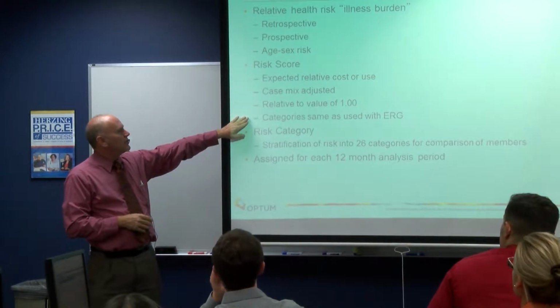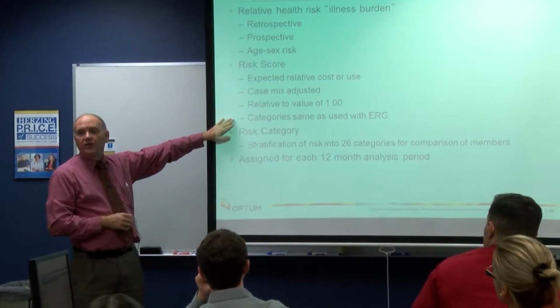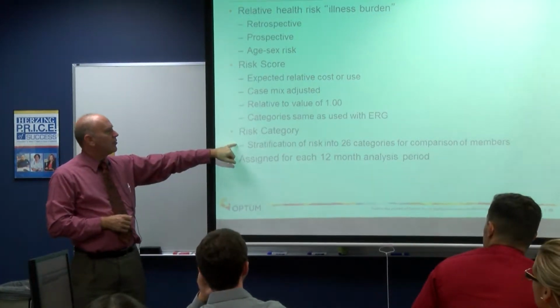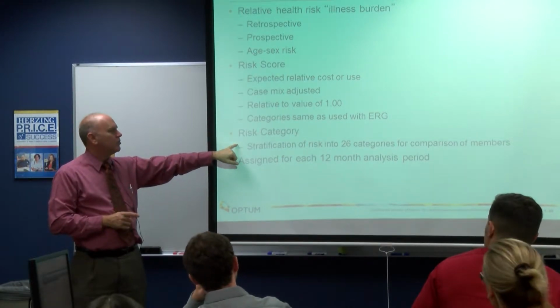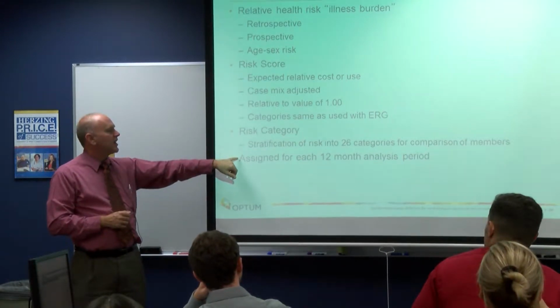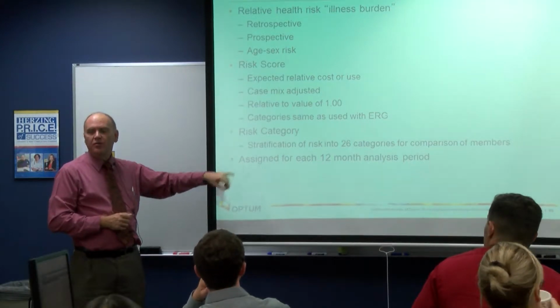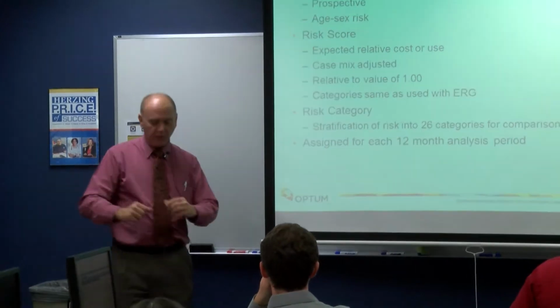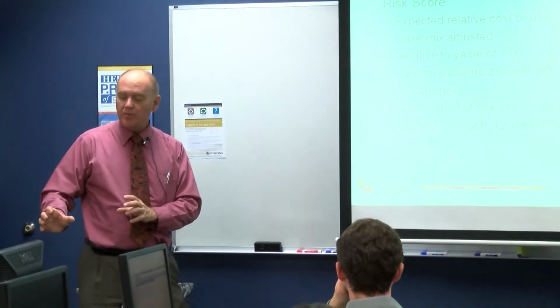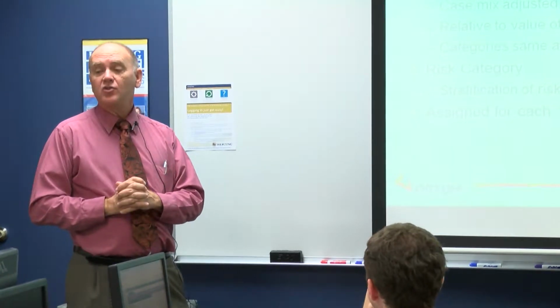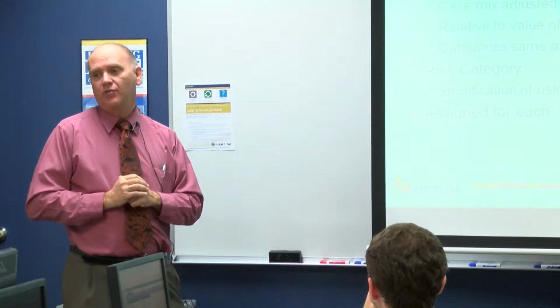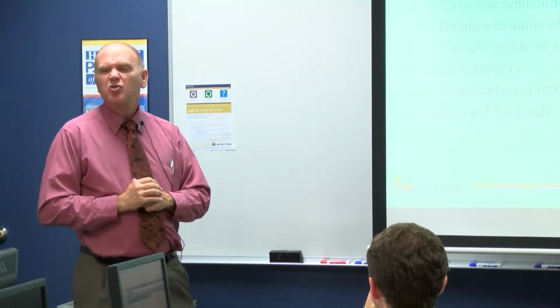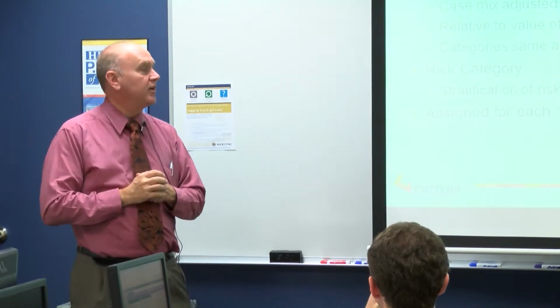We use categories as they're used within the Symmetry product of ERGs. We stratify the risk into 26 different categories, which we'll see in a second, and they're assigned for each 12-month period. So for example, you've got period 1, which is the first 12 months of your data, period 2, which is the second 12 months, and 3 months' worth of runout. We have risk assigned for each period. So you'll have a retrospective risk for period 1, a retrospective risk for period 2, and prospective risks. Many clients will trend those over time by using a spreadsheet.